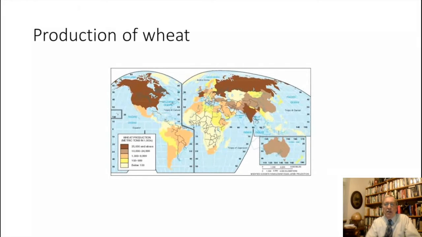Production of wheat, it's almost the same thing about who has those natural grasslands. Well, the darkest brown areas have the most wheat. So United States, Canada, France, Russia, the Ukraine region here, India, so on. Those are the big wheat producers. Countries that have deserts and tropics don't produce a lot of wheat, so Africa produces very little wheat, as we see.